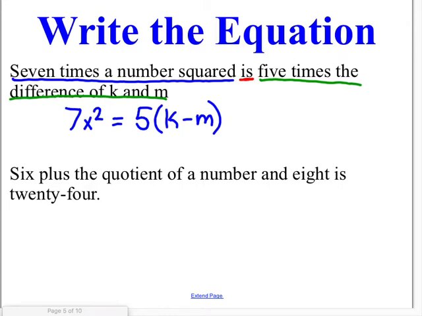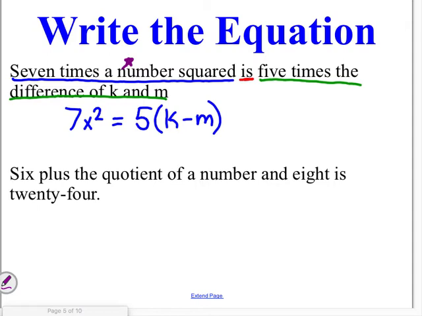One thing to note with this is it gives us k and m, and then it also says a number. When you are picking the variable for your number, it can't be k and it can't be m. Otherwise, the problem would state that specifically.